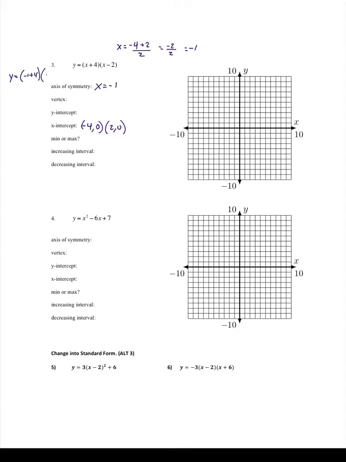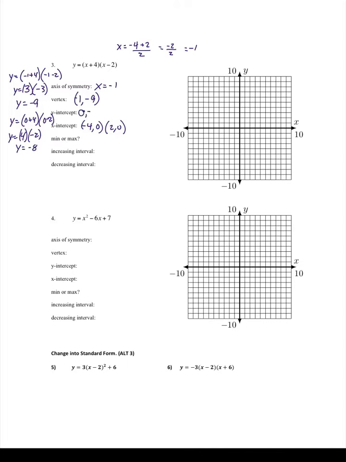We're going to plug the axis of symmetry in and get negative 1 plus 4 times negative 1 minus 2. That gives us 3 times negative 3, or negative 9. So our vertex is (negative 1, negative 9). Again, we can plug 0 in for x in order to find the y-intercept. y equals 4 times negative 2. So our y-intercept is (0, negative 8).